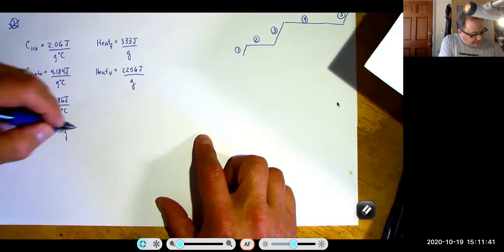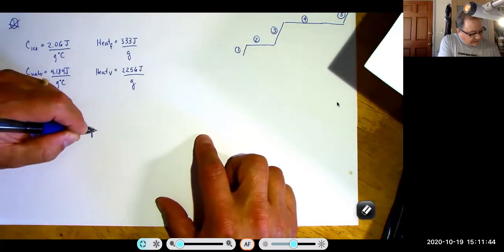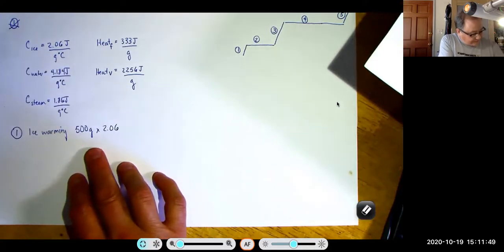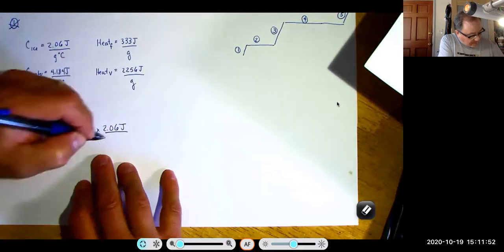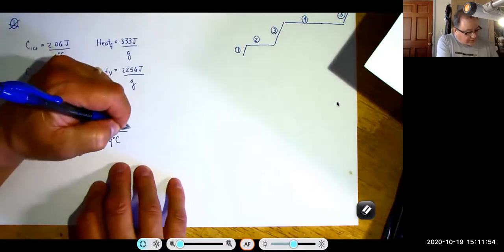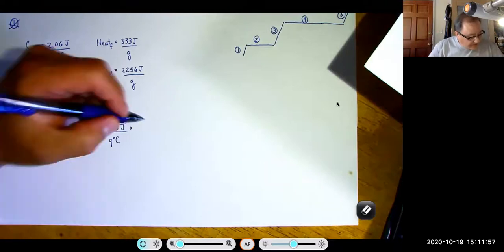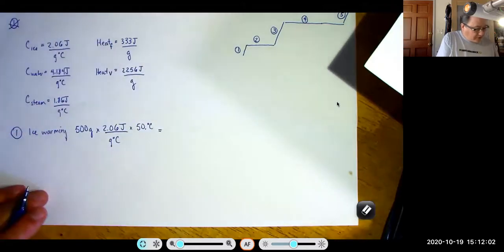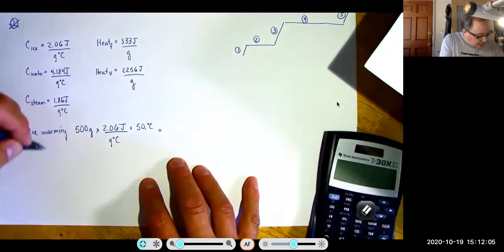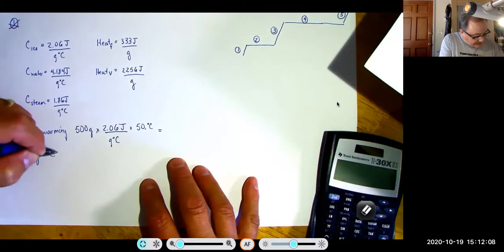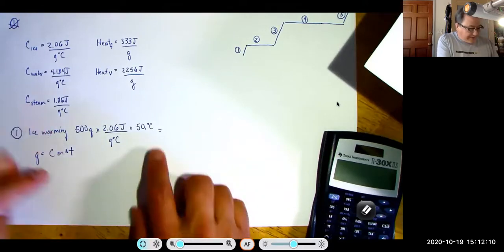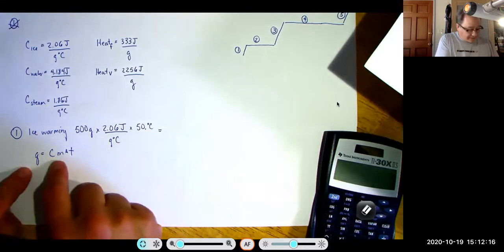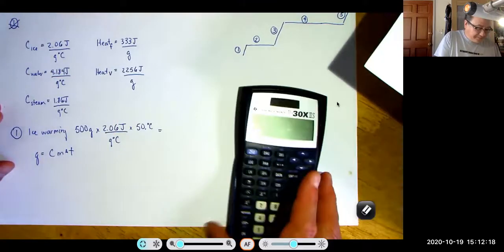We're going to use 500 grams times 2.06 joules per gram degrees Celsius, and then also times the change in temp, which is 50 degrees Celsius. Okay, so this is basically using the formula Q equals C M delta T. Here's delta T, here's C, and here's the mass. Not in the same order as I have it down here, but still I have all the components.